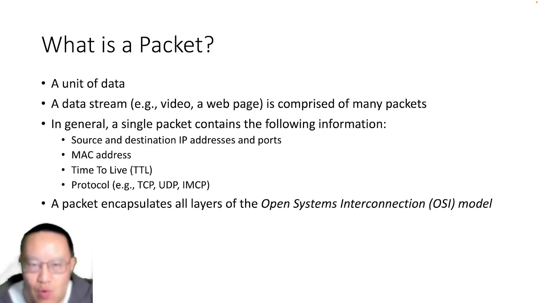In general, a single network packet contains the following information: source and destination IP addresses and ports. Actually, there's a mistake here. Not every single network packet will contain ports. Every single network packet will contain source and destination IP address, that's for sure, but not necessarily ports. Each and every network packet will have MAC address, time to live, and protocol.